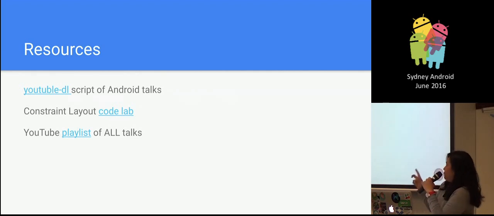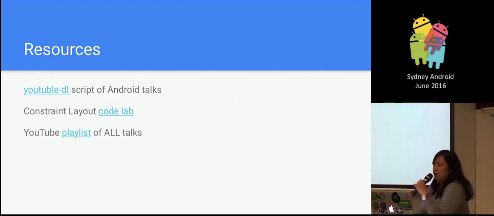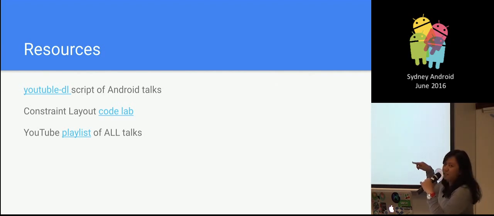So, resources. Excuse me. I made a YouTube DL script of most Android and Firebase talks. It's a gist. You can just get it, but I don't know how big everything is. There is a constraint layout code lab. According to Romain Guy, his team made this. He said they really don't want people to touch XML anymore. So please try it out. I'm sure they fixed a lot of bugs.